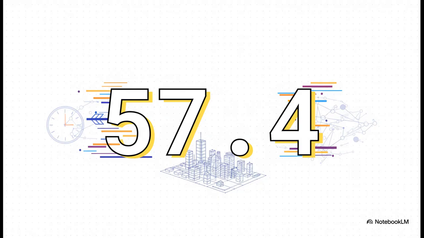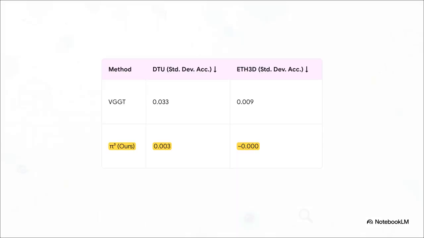And here's the kicker. You'd think with all this extra accuracy, there must be a catch, right? It's got to be slower. Nope. It's actually incredibly fast. We're talking 57.4 frames per second on KITTI. That's not only faster than its main competitor, VGGT, it's almost 50 times faster than another big model, DUSt3R. So you get state-of-the-art accuracy and blazing speed. There's no trade-off.